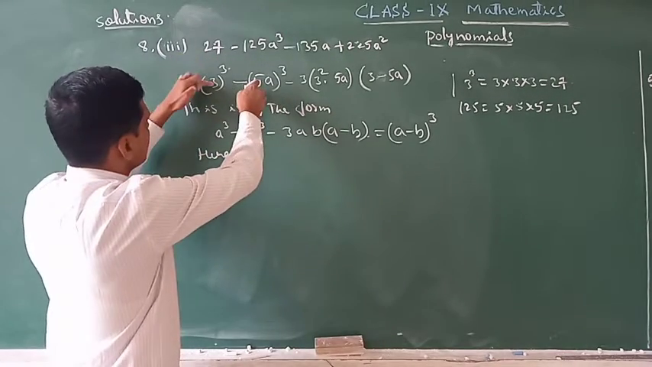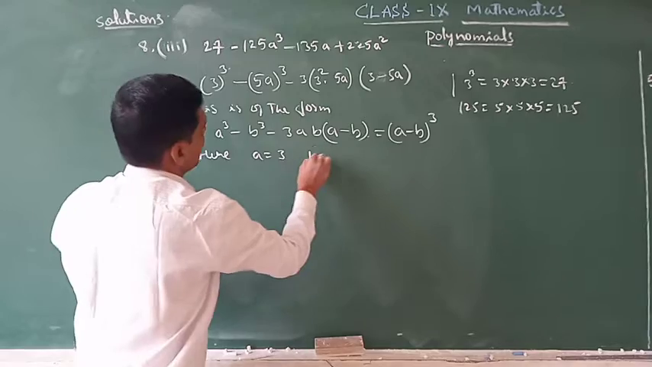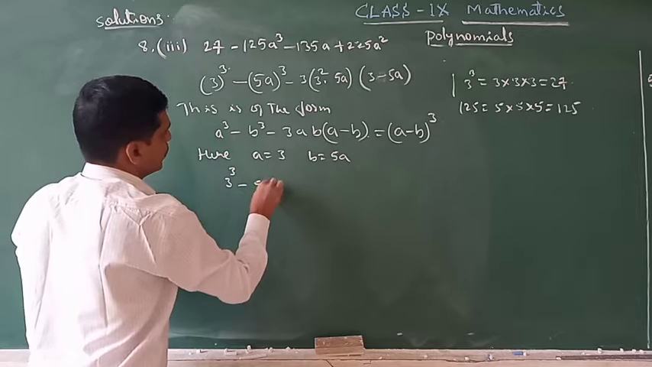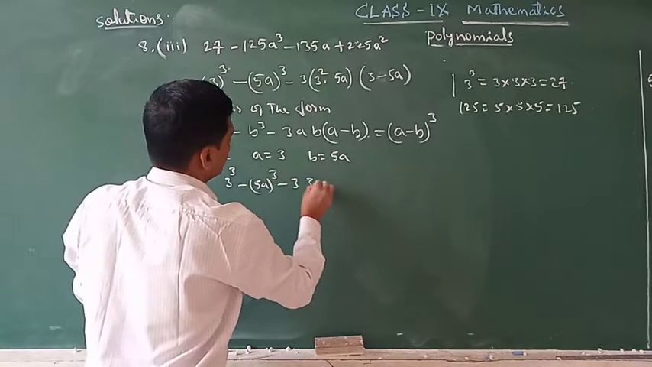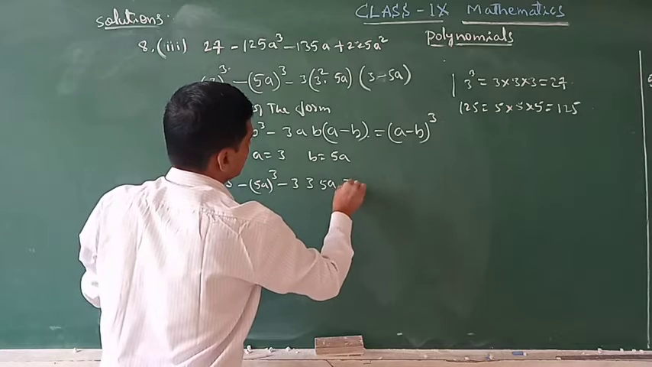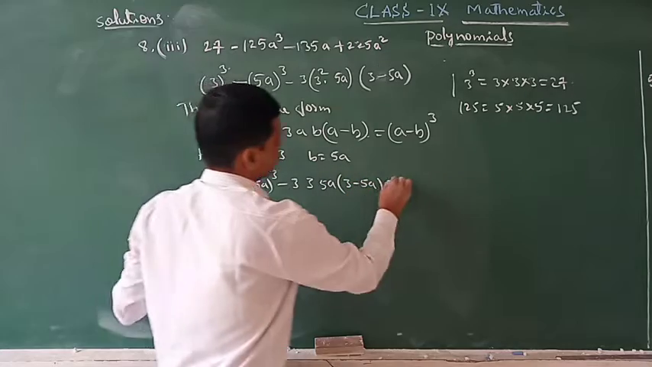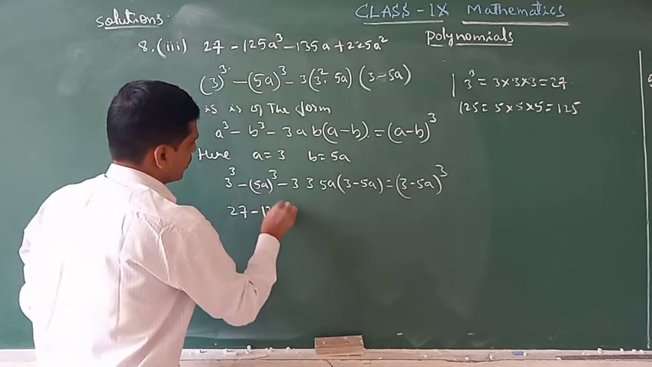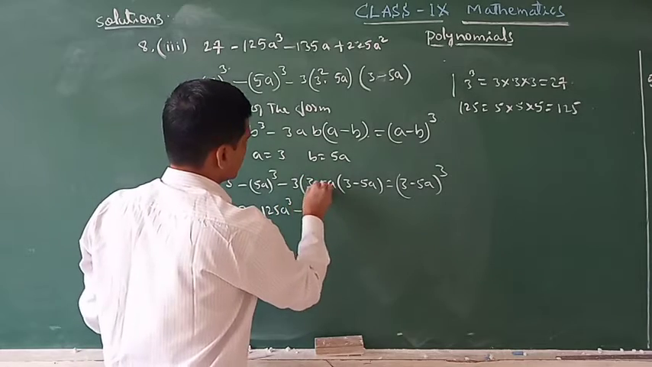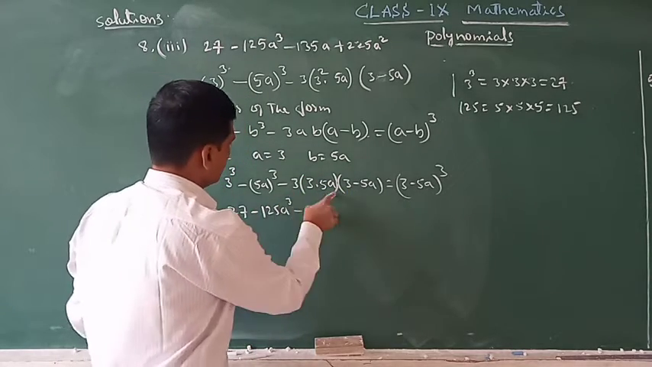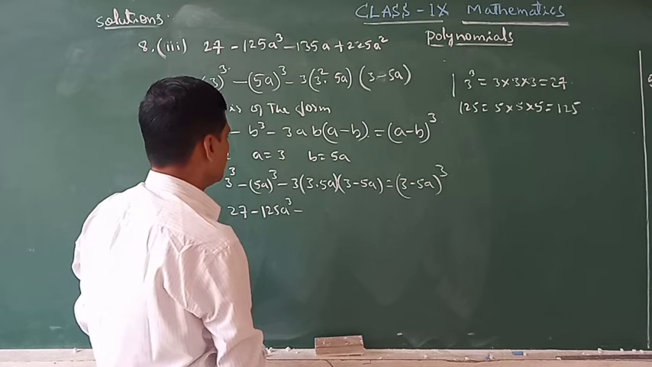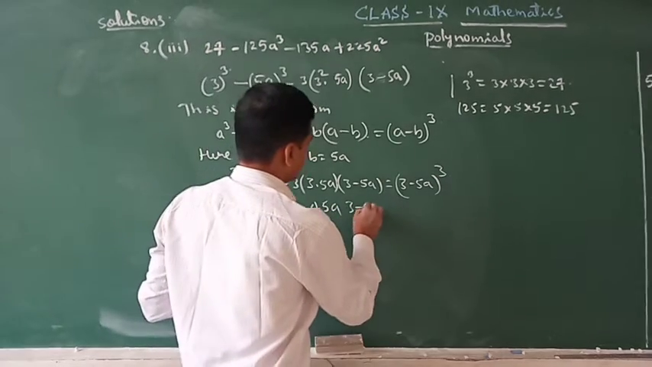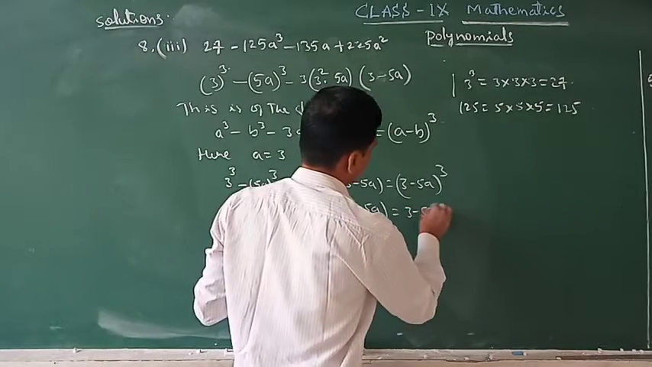Here, by comparing this polynomial to this identity, a is equal to 3 and b is equal to 5a. So substitute these values in this identity, you will get 3 cube minus (5a) whole cube minus 3 into 3 into 5a into (3 minus 5a). So it is equal to (3 minus 5a) whole cube. On simplification, you will get 27 minus 125a cube minus 3ab, where a is 3, b is 5a. Therefore, 5 3s are 15, 15 3s are 45. So 45a into (3 minus 5a).